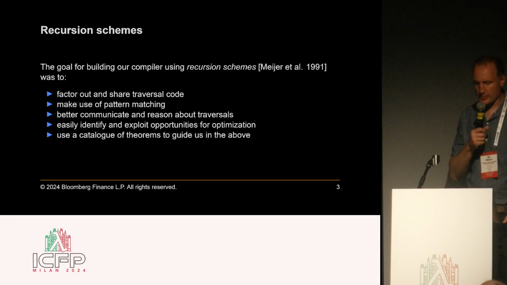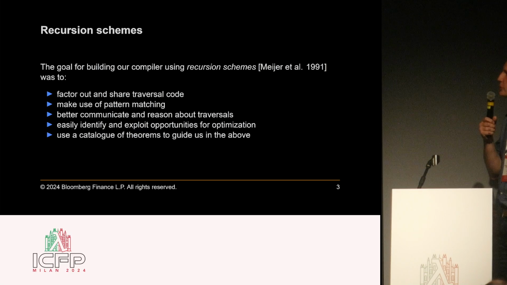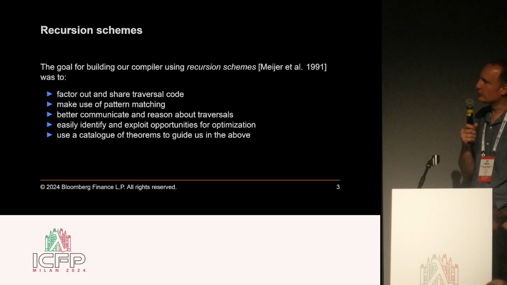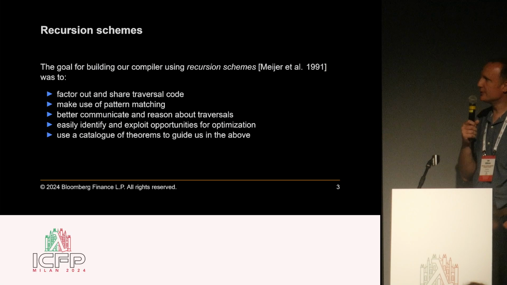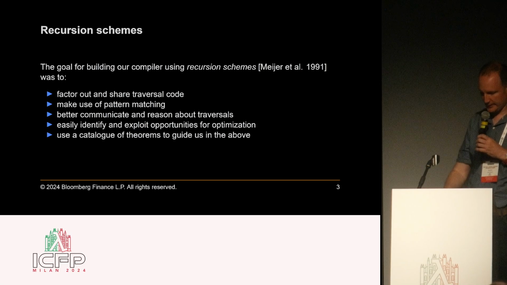So this talk is about an experience report based on our use of recursion schemes. And the goal for building our compiler using recursion schemes was really to achieve the following: to factor out and share traversal code, to make use of pattern matching, because we like pattern matching, to better communicate and reason about our traversals. This can be hard when it's explicit recursion everywhere. And of course, to easily identify and exploit opportunities for optimization, and I'll talk a bit about that. And of course, use a catalog of theorems to guide us in the above. So use all the knowledge that has been published over the years about this stuff.